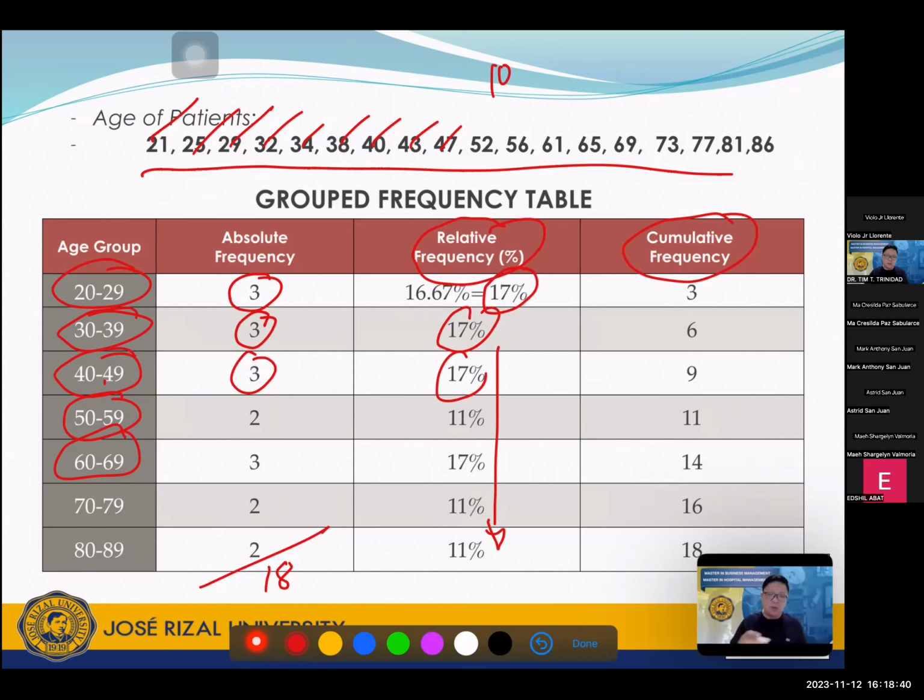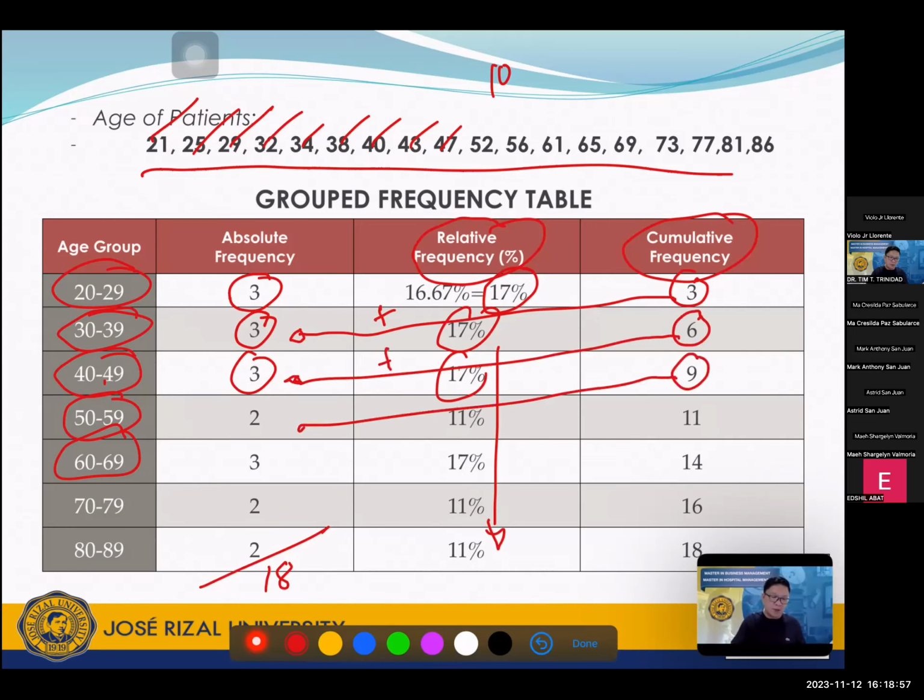Okay? The cumulative frequency will be computed as 3. You start with the 3 plus 3 for the next one. So it becomes 6 plus 3, it becomes 9 plus 2, it becomes 11 plus 3. So until you have a cumulative total equivalent to the total number of the set of data you have. Okay, so this is how you are going to present your frequency table. Are we clear?